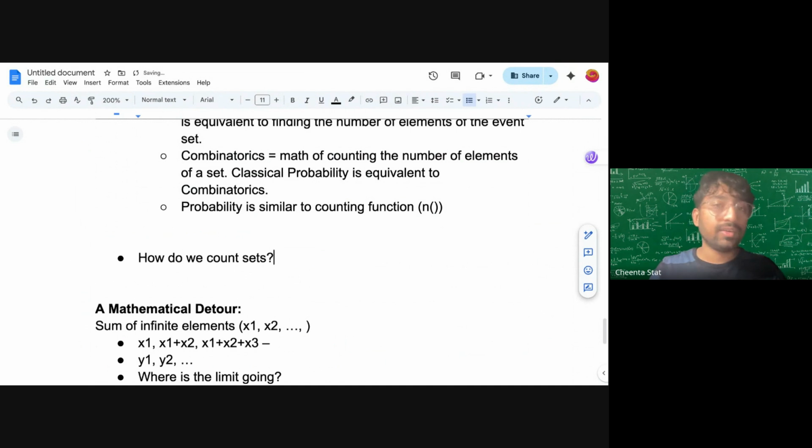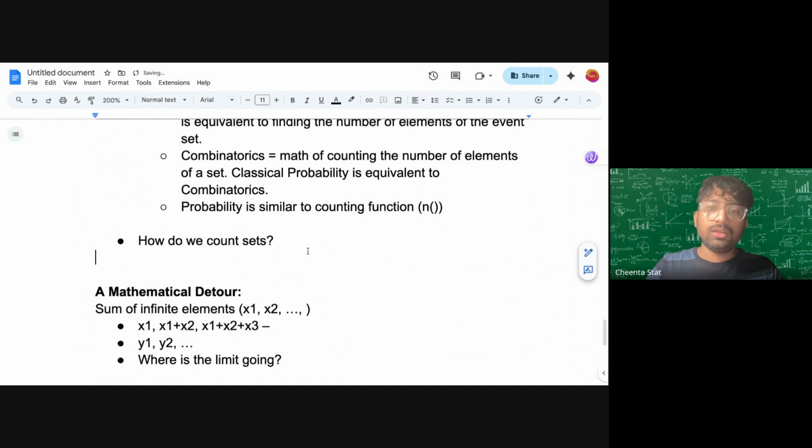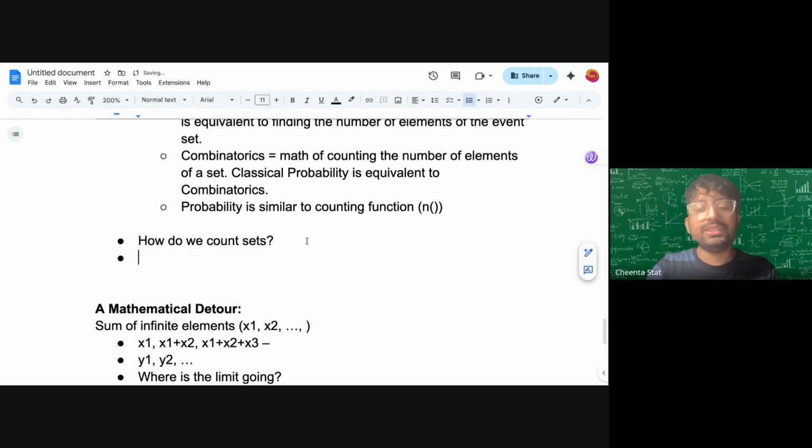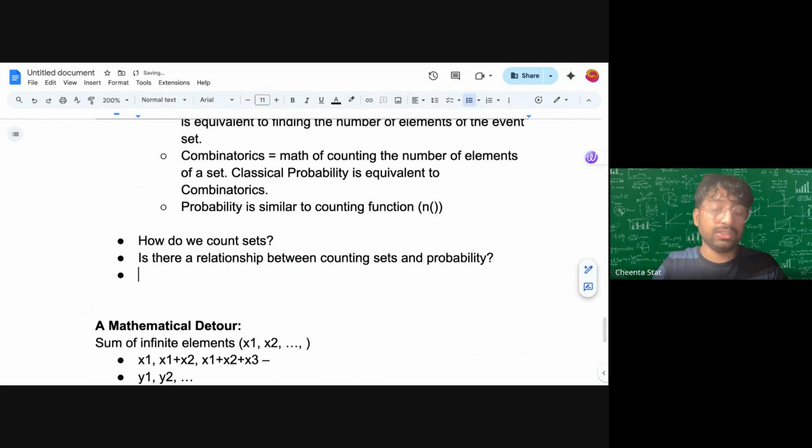We have already done a lot of counting in our high school days, a really hell of a lot of counting. But is there a relationship between counting sets and probability? And the answer is yes, we have already understood this. But is there a common relationship, a common way to integrate them? And yes, there is.